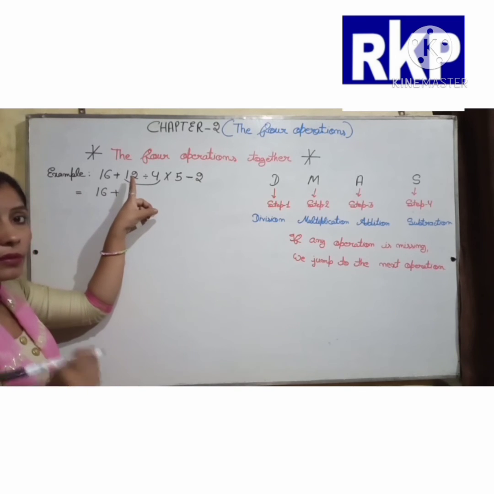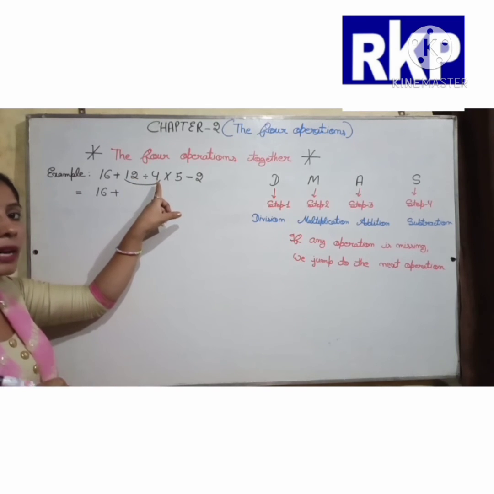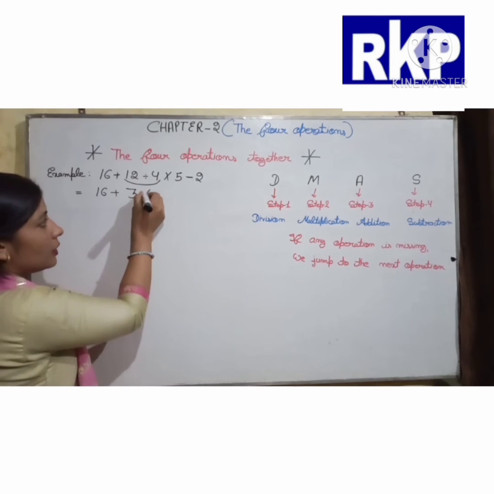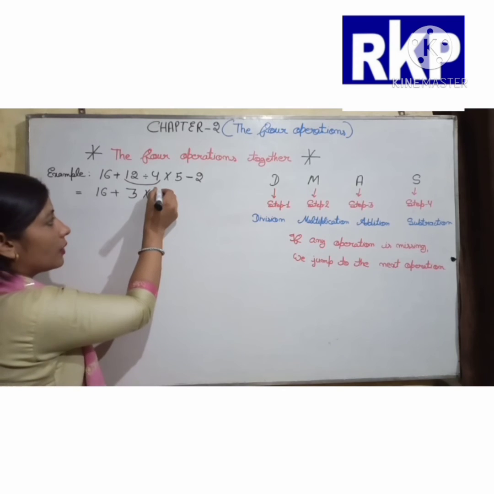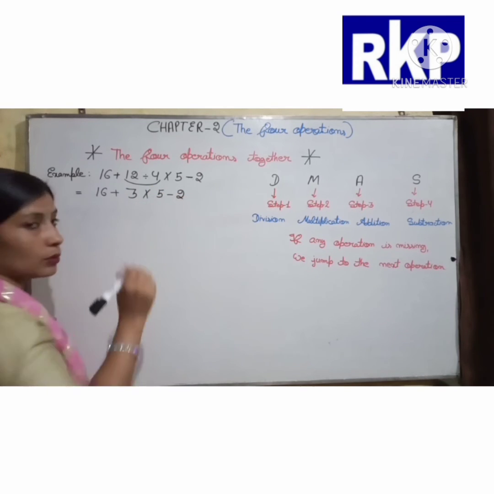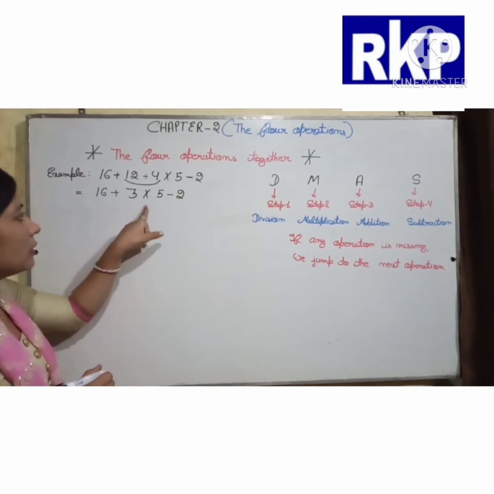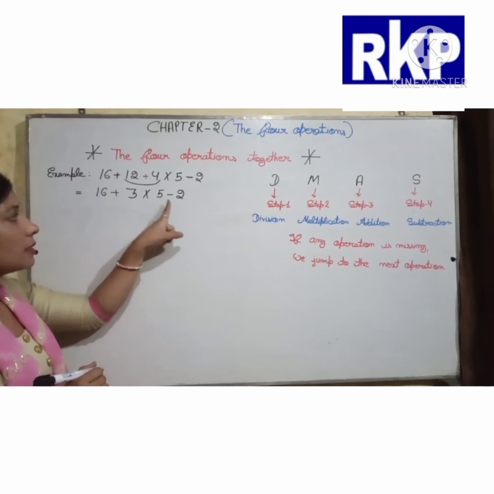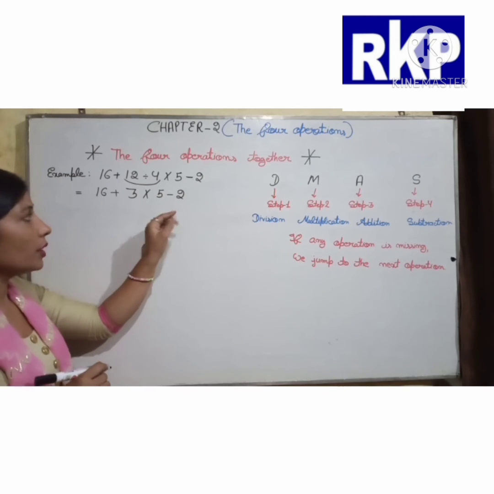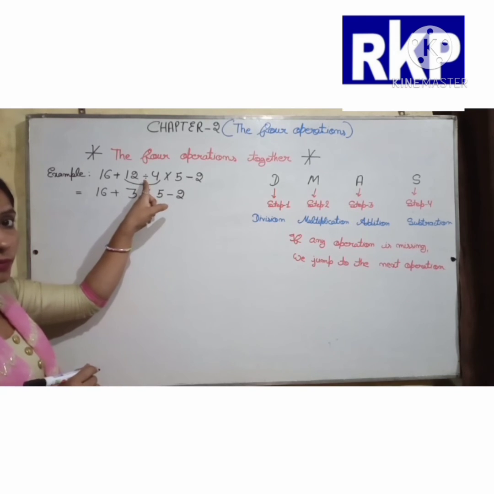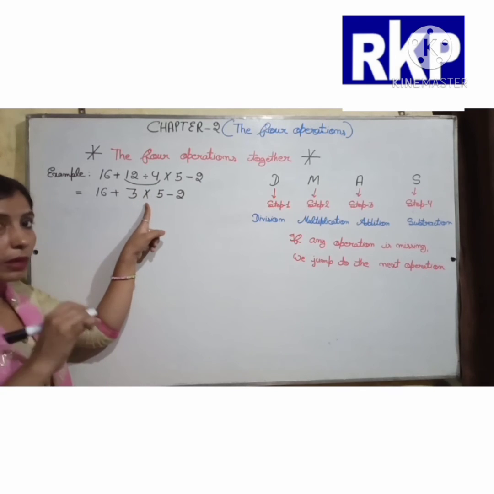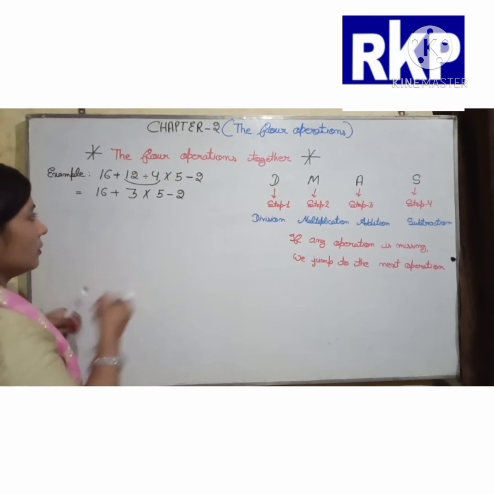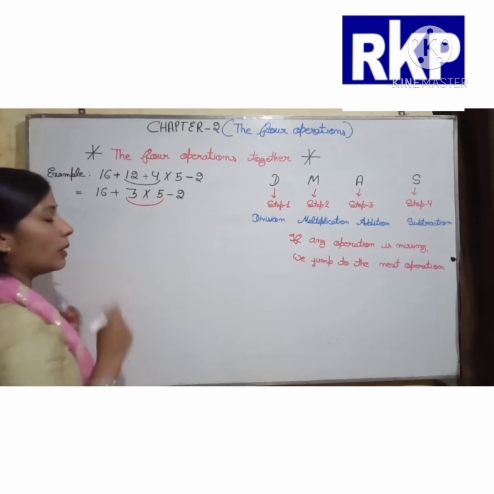12 को हम जब divide करेंगे 4 से, then we get 3. So here we have to write 3. After that we have sign of multiplication. Then 5, then minus, then 2. Now, we have only 3 operations. Sign of addition, multiplication and subtraction. So, here, after division, we have to solve multiplication. Okay. So, here, we need to solve multiplication.